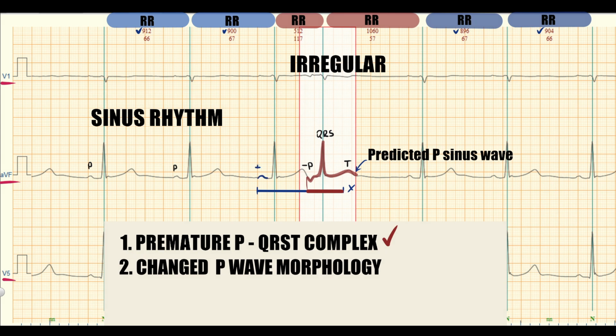The next step is comparing the sinus P-wave and the premature P-wave. In our case, the premature P-wave has the opposite direction compared to the sinus P-wave. So the P-wave morphology is changed and the second criterion is present.